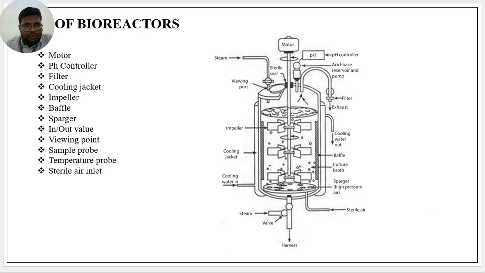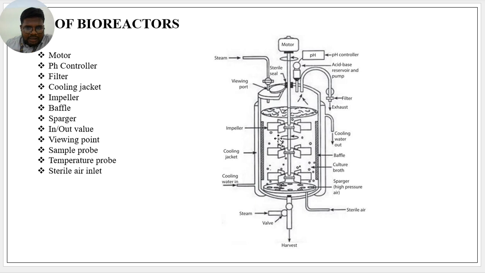Those are the motor, pH controller, filter, cooling jackets, impeller, baffles, spargers, inlet and outlet valves, viewing point, and sample probes. Each part has its own function. For example, the motor rotates the agitator, which is connected inside the fermenter. The agitator is used to mix the medium at continuous RPM, that is rotations per minute, to avoid the formation of clumps of cells that will affect the growth of cells.